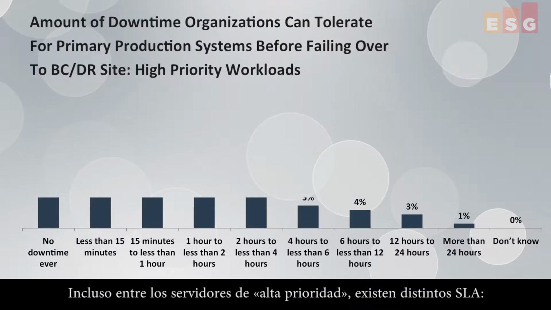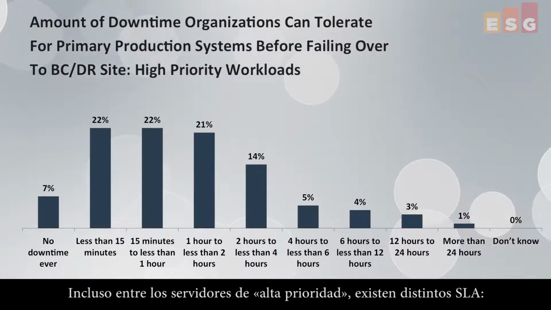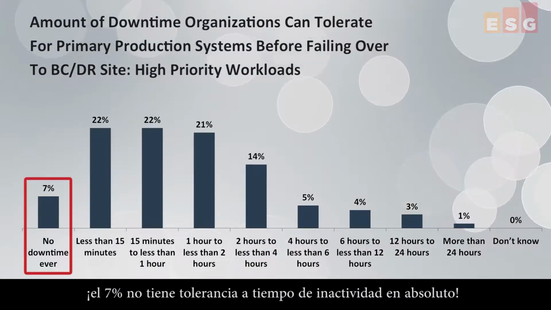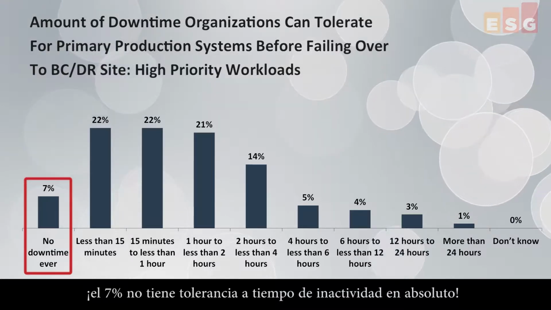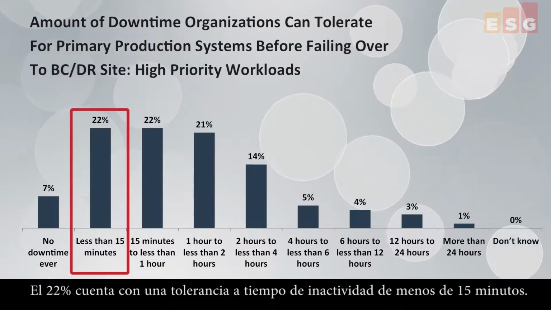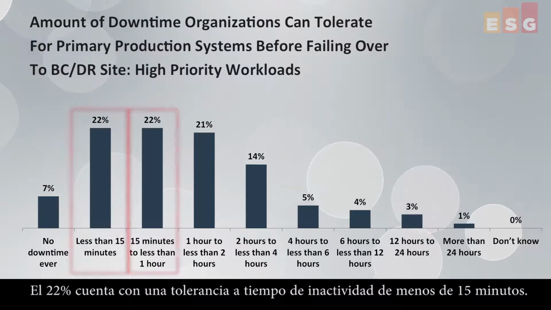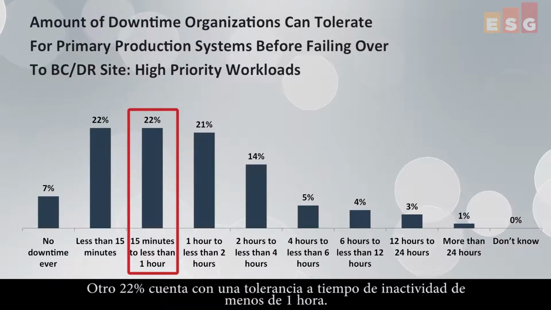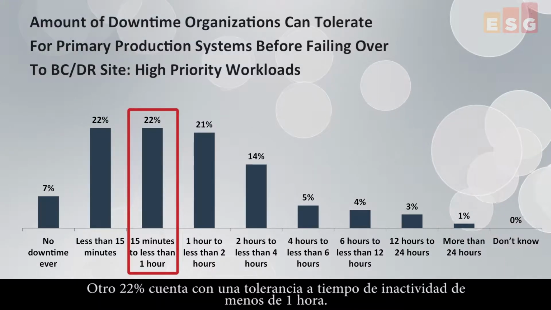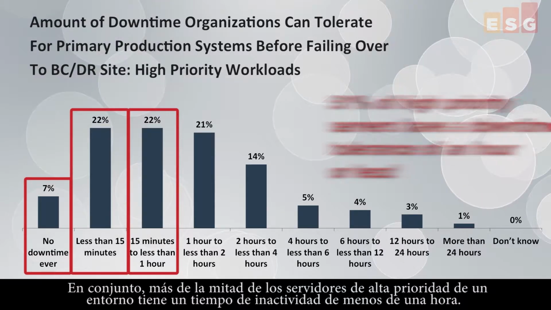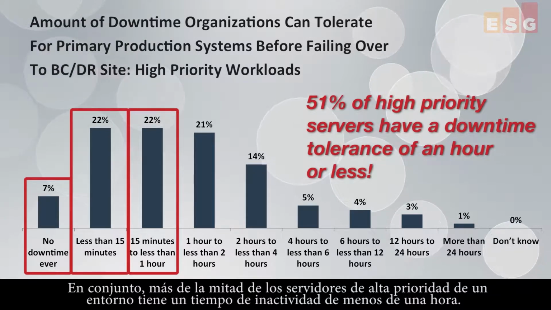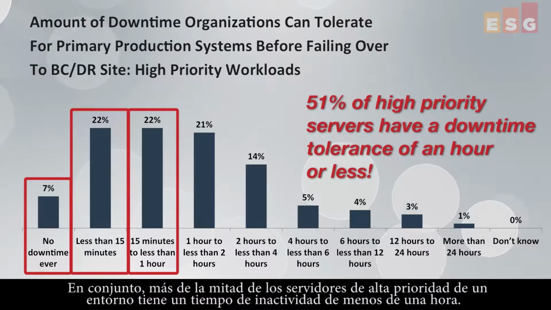Even among high priority servers, there are different SLAs. 7% have absolutely no downtime tolerance at all. 22% have a downtime tolerance of 15 minutes or less. Another 22% have a downtime tolerance of up to an hour. Collectively, over half of the high priority servers in an environment have a downtime tolerance of an hour or less.